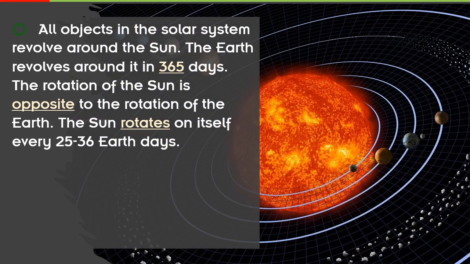All objects in the solar system revolve around the Sun. The Earth revolves around it in 365 days. The rotation of the Sun is opposite to the rotation of the Earth. The Sun rotates on itself every 25 to 36 Earth days.